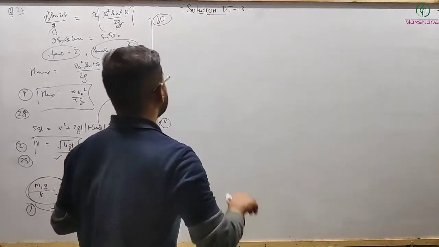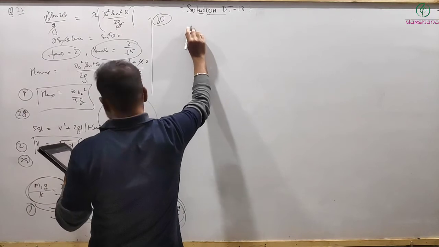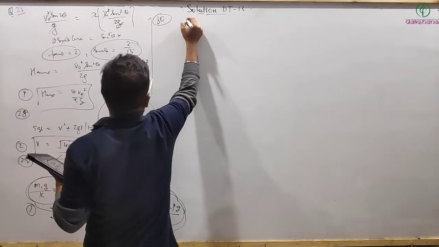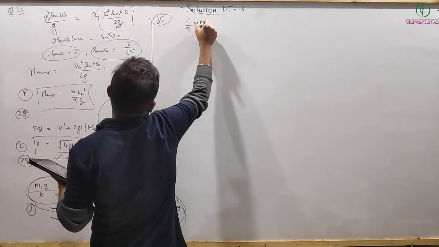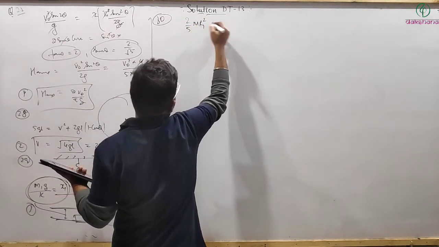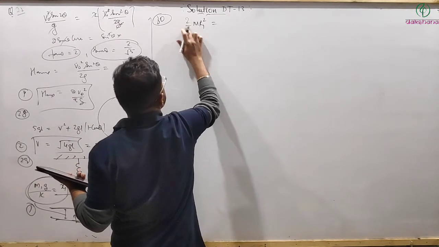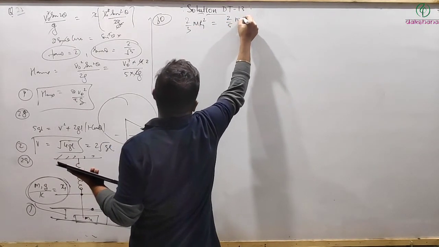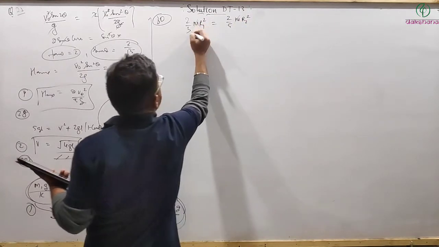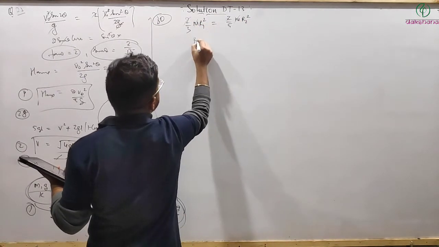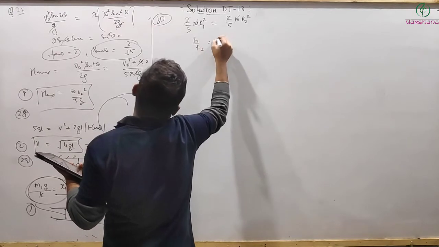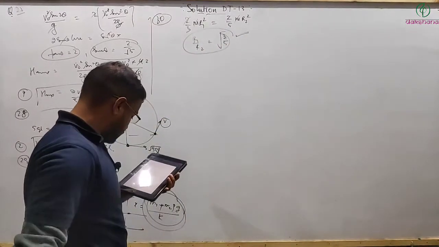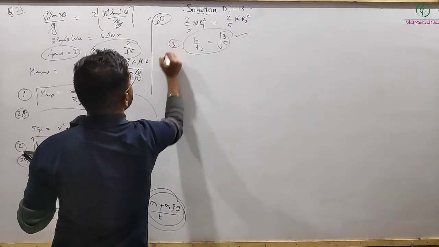Ratio of their radius. So we have two spheres, one is hollow. For hollow it's given by 2 by 3 m into r1 square for moment of inertia. Another is solid, 2 by 5 m into r2 square. m gets cancelled, this implies r1 by r2 is equal to how much, root 3 by 5. This is the ratio of their radius, that is matching with option number 3. Question number 31.